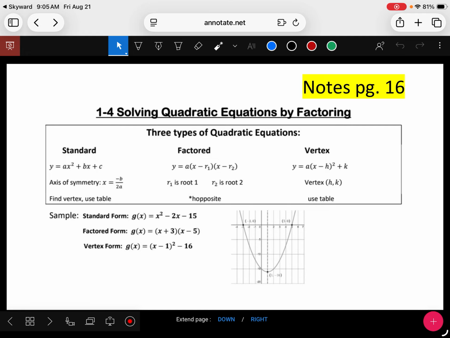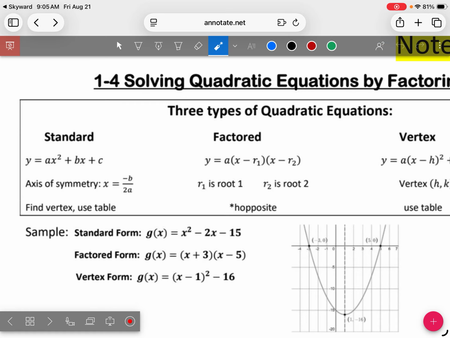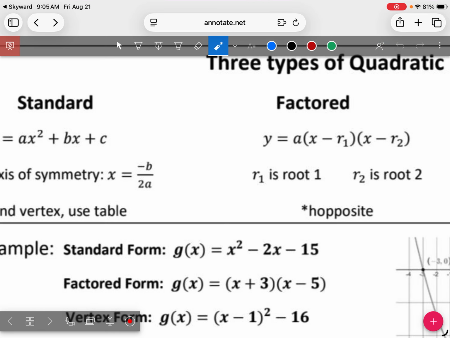Up until this point, we've been talking about standard form. Standard form is where, first of all, there are no parentheses, and we have A, B, and C. This is what we've been talking about: standard form, A, B, C, axis of symmetry. Then we've been finding the vertex and using the table to graph. So this is what we started out with. Now we're moving on to the second way, which is factor form.